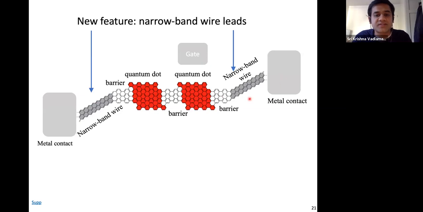So this is the modified structure that we are proposing. You have the quantum dots as usual. You have the metal contacts as usual, and you insert these narrowband wires made of possibly graphene nanoribbons, possibly something else that is narrowband, and that should enforce a sharp spectral shape on the quantum dot.